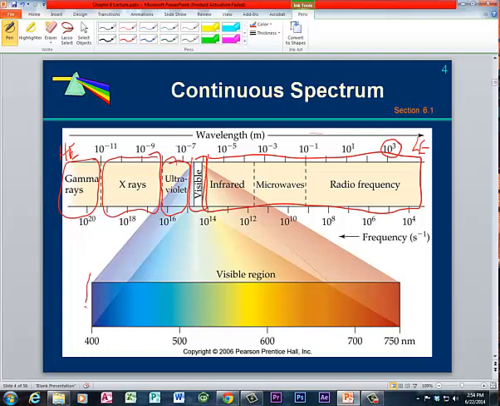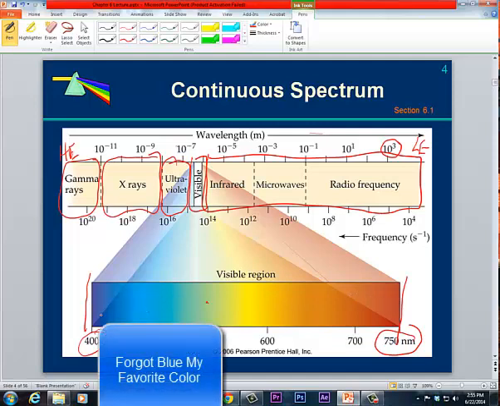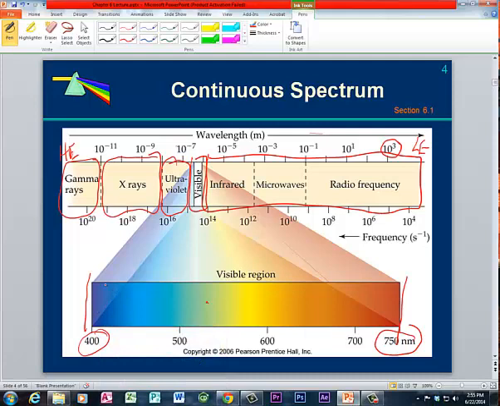Within the visible part of the spectrum, you have red being the lowest. We've measured this wavelength in nanometers at 750 nanometers, down to violet, and violet is at 400 nanometers. So if I were to ask you which wavelength on the visible part of the spectrum was the lowest energy, you would tell me red. And if I asked you for the highest energy, you would tell me violet.